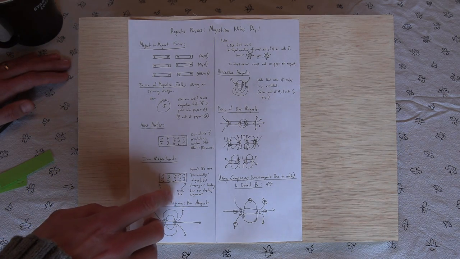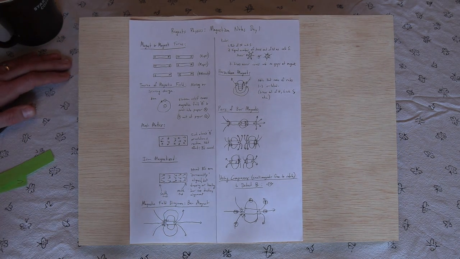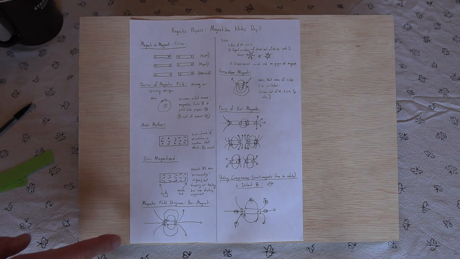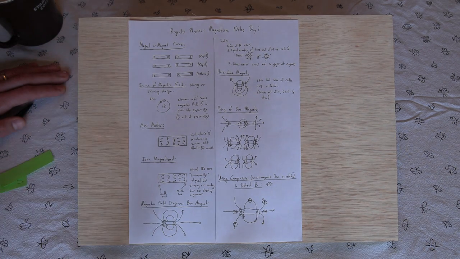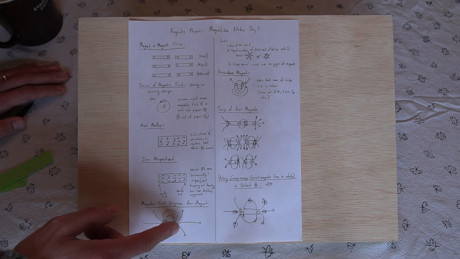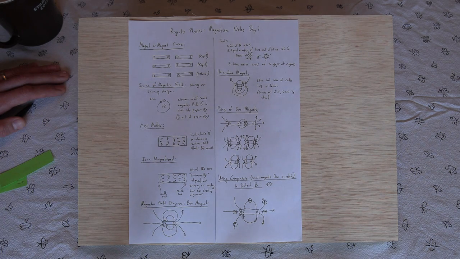This end will be the north end, this will be the south end. So if you diagram the magnetic field lines, this is kind of analogous to the plus and the minus when we drew electric field line diagrams. The magnetic field lines come out of the north and into the south.